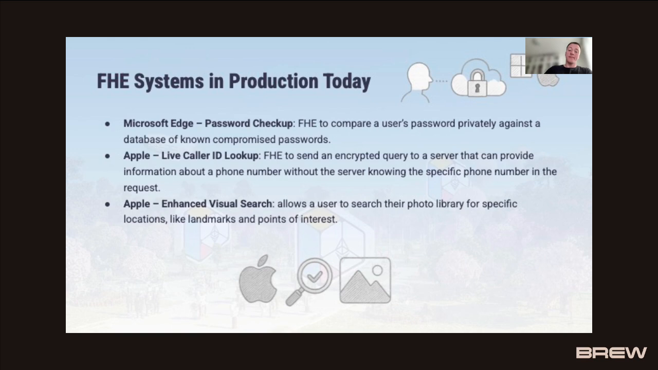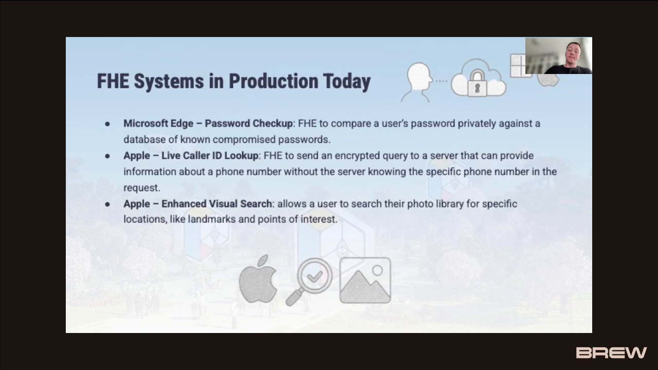And the third case is Apple Enhanced Visual Search, which allows the user to search their photo library for specific locations. So, for example, whether there is an Eiffel Tower in the photo, but without actually letting the server know what they are asking for.